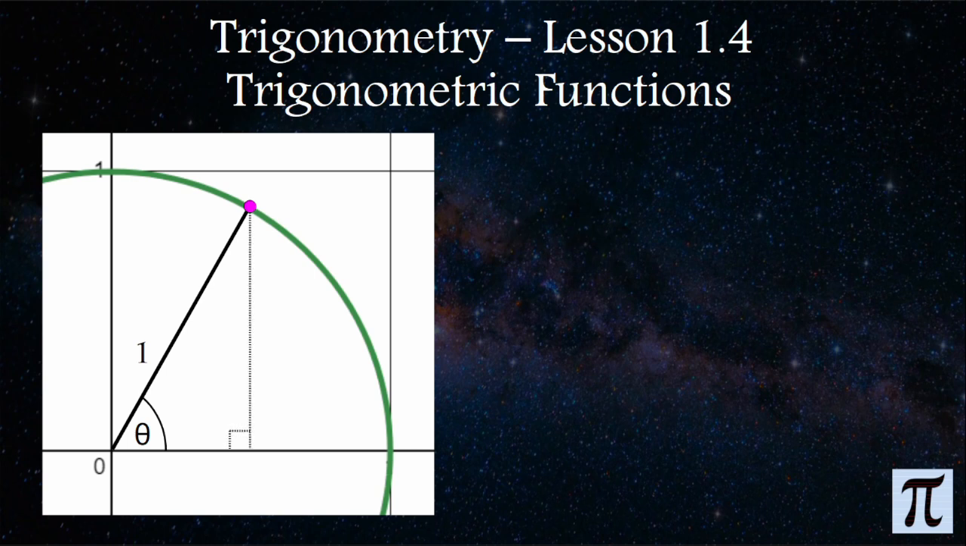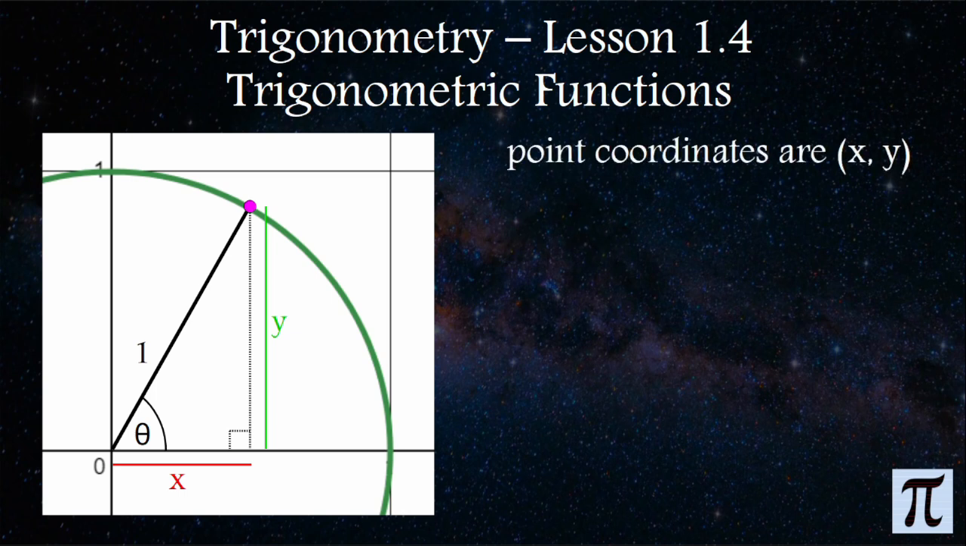Next, let's draw a line straight down to the x-axis, creating a right angle and thus a right triangle. This point is some value of x away from the origin. It is also some value up in y from the origin. So we can say that the point coordinates are x, y.